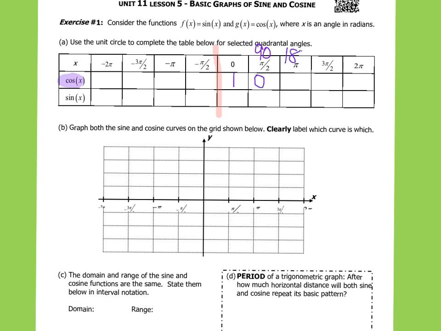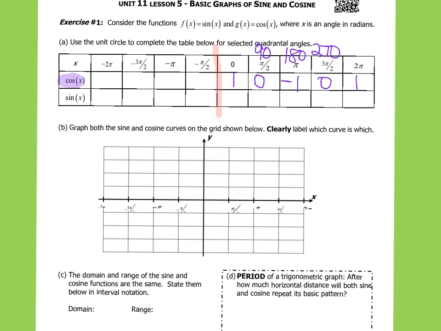Pi, you should know without thinking about that, is 180 degrees. What is your cosine there? -1. 3 pi over 2 is 270 degrees. What's your cosine there? It's 0. And then 2 pi, which is 360 degrees, or all the way back to 0, so it should match the 0, your cosine is 1. 1, 0, -1, 0, 1. If I were to keep going, what do you think the next thing would be? That's right, it should be 0. It's going to follow a pattern.